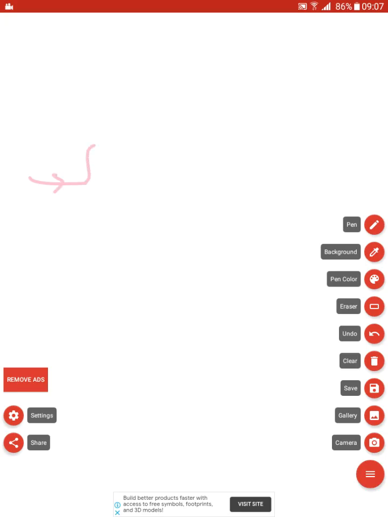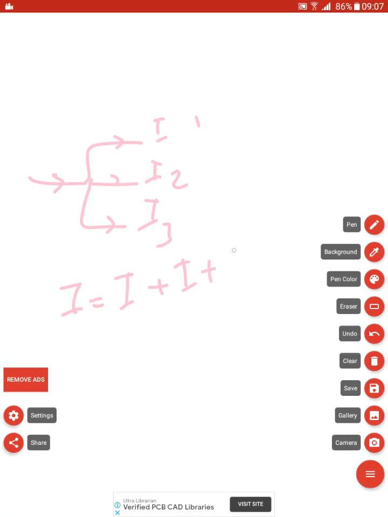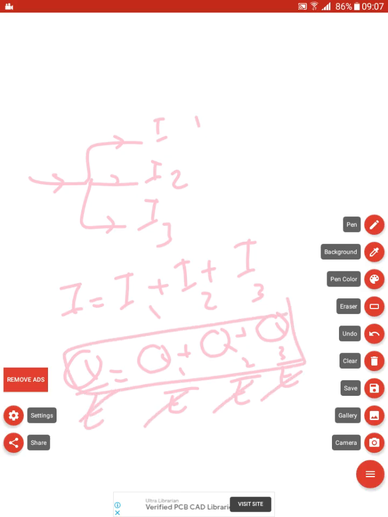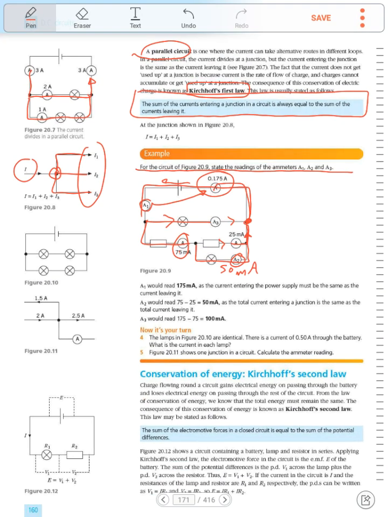Because this is the main current, I1, I2, and I3. I equals I1 plus I2 plus I3. Current equals charge over time. We have the same time through the circuit, so the total charge equals Q1 plus Q2 plus Q3. So Kirchhoff's first law is a conservation of charge.